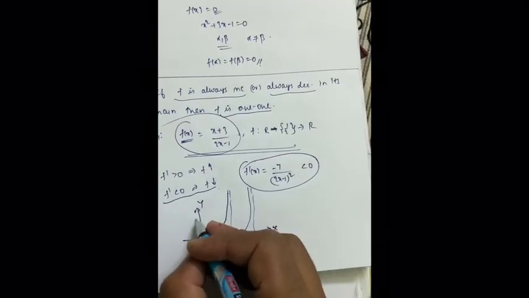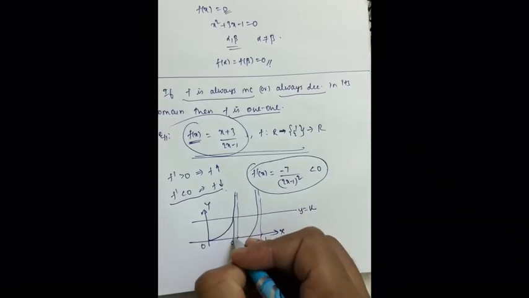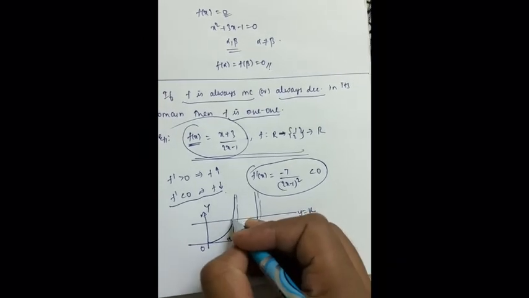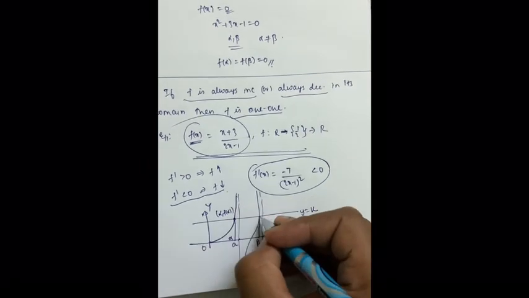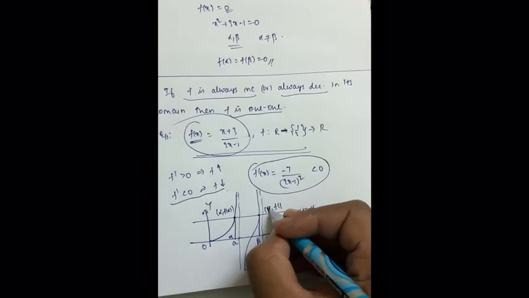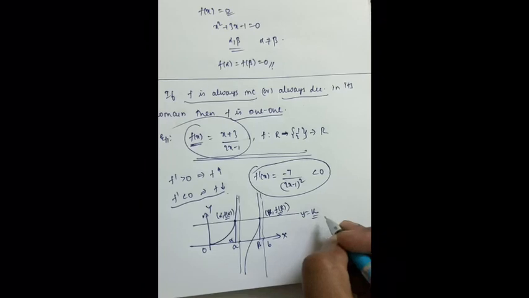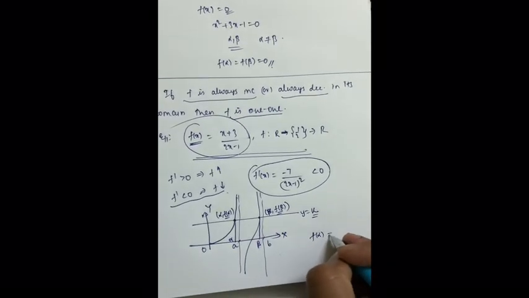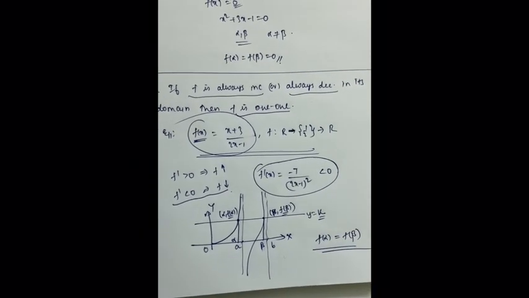So if I draw a horizontal line which is y equals k, and this x coordinate is alpha, this x coordinate is beta, the point coordinates will be alpha comma f of alpha, and beta comma f of beta. f of alpha and f of beta are both k. So alpha and beta are not equal, but f of alpha is equal to f of beta, which means it is not 1-1.